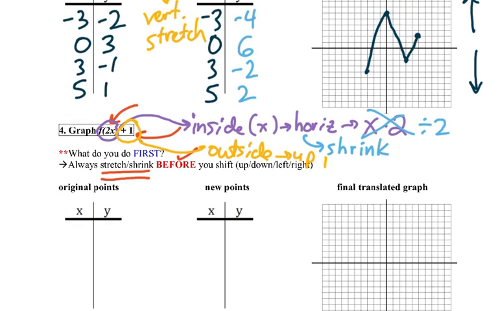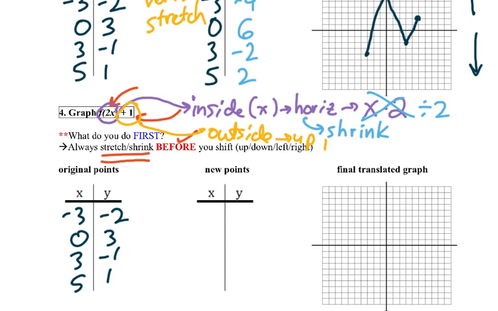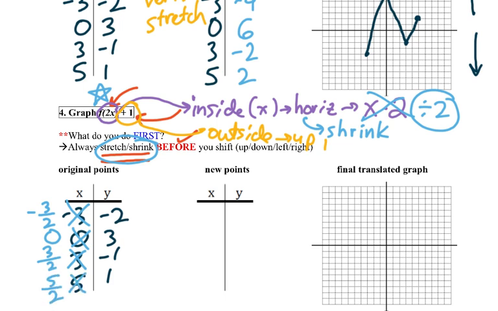Ready? So here's our OG points here on the left. Now as you make a change, something that's kind of fun is I just go through each point and I cross it out and I write the new point next to it. So for example, if I just look at the x's, remember we said, let's do the stretching and shrinking first. So we'll do the 2x, which is divide by 2. So I'm going to divide all my x's by 2. I get negative 3 over 2, which is negative 1.5. If I divide 0 by 2, I still get 0. Divide 3 by 2, I get 3 over 2, or 1.5. And divide 5 by 2, and I get 5 over 2, or 2.5.